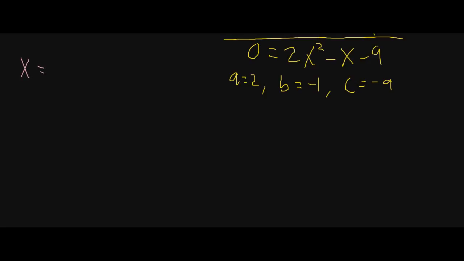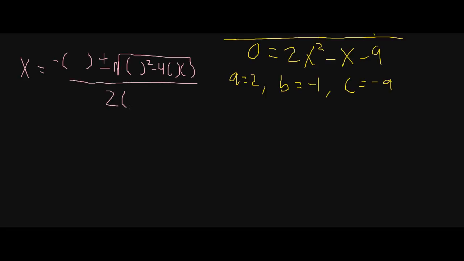I already know it by memory, so we're going to get negative, and I'm going to put the parentheses, right? Plus or minus the square root of b squared minus 4 times a times c, all divided by 2a, okay? The b goes in here. Well, my b is -1, so -1, -1. My a value here is 2, and my c value is -9, okay? And here my a value is 2 again.